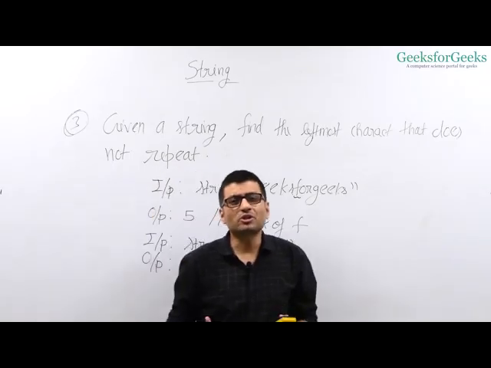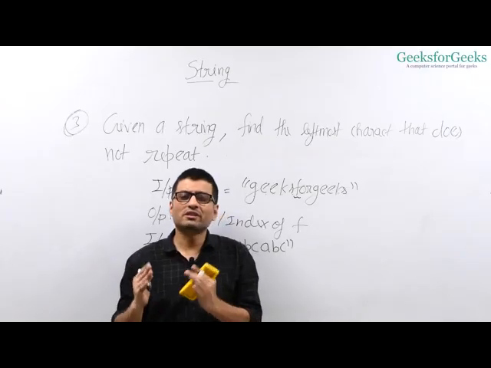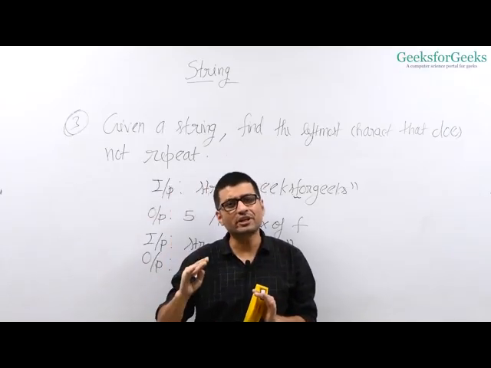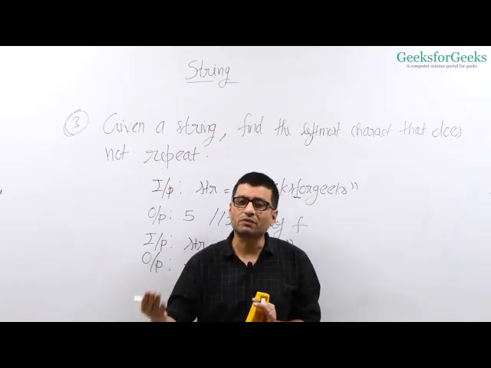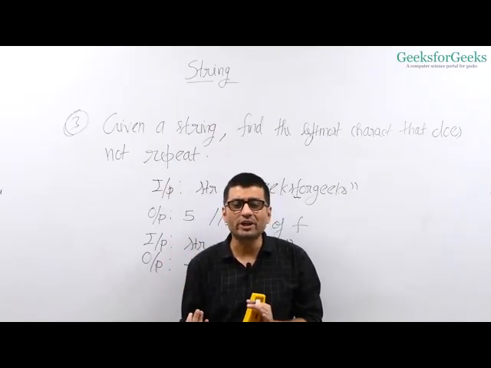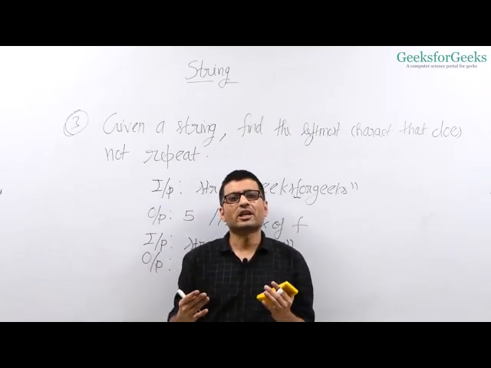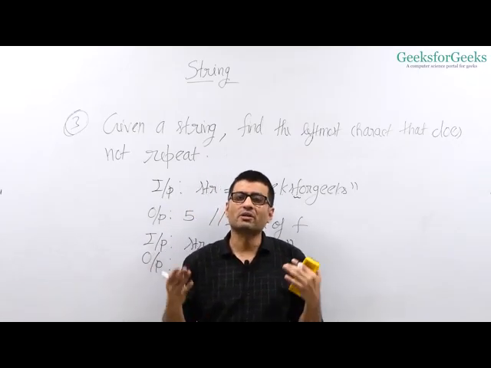A naive solution to solve this problem is you traverse through every character. For every character, you check whether it is repeating or not. Once you find a character that does not repeat, you return its index. And if you did not find a character that was not repeating, you return -1.